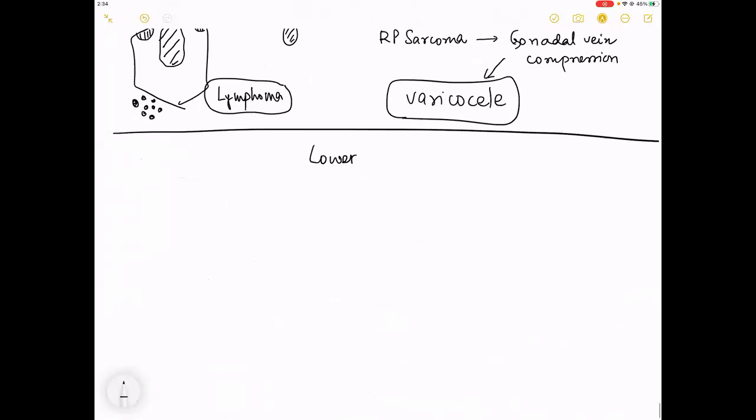The last is lower quadrants. Now, when I talk about lower quadrant, have you been taught about abdominal lumps from gynecology?